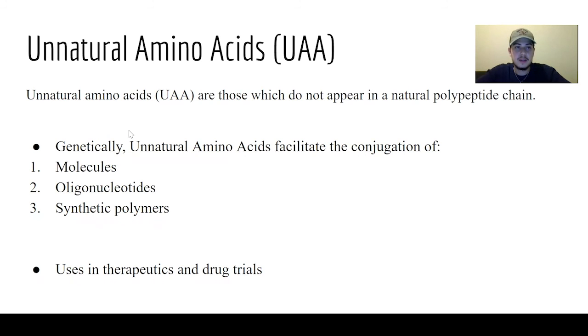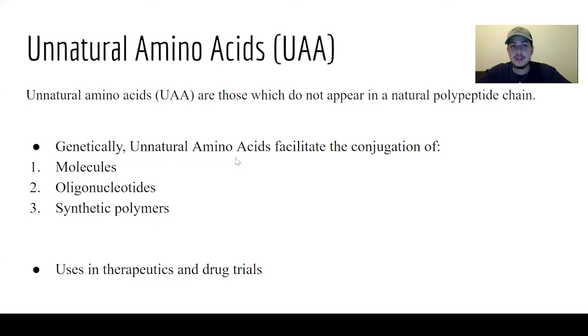The next slide is on unnatural amino acids, which are those which do not appear in a natural polypeptide chain. These are produced by chemists with the help of our recent advances in technology and have shown to have longer-lasting effects on drugs and humans. There were human clinical trials proven to have long-lasting effects on diseases such as multiple sclerosis and growth hormone deficiency.